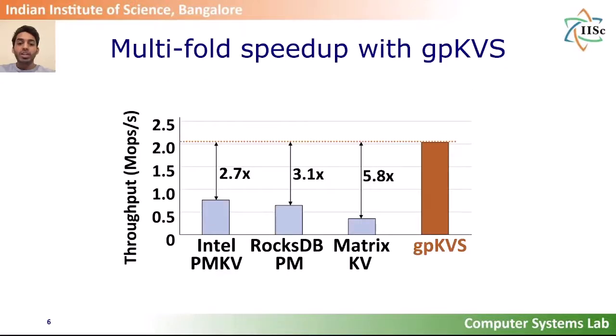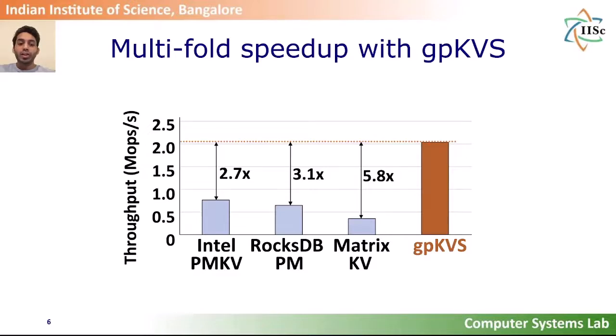We find that GPKVS outperforms both commercial PM-optimized state-of-the-art PKVS like RocksDB and Intel PMEM-KV, as well as academic PKVS like Matrix-KV by multiple folds. We achieve this speedup while providing the same persistent guarantees as the CPU-based counterparts.